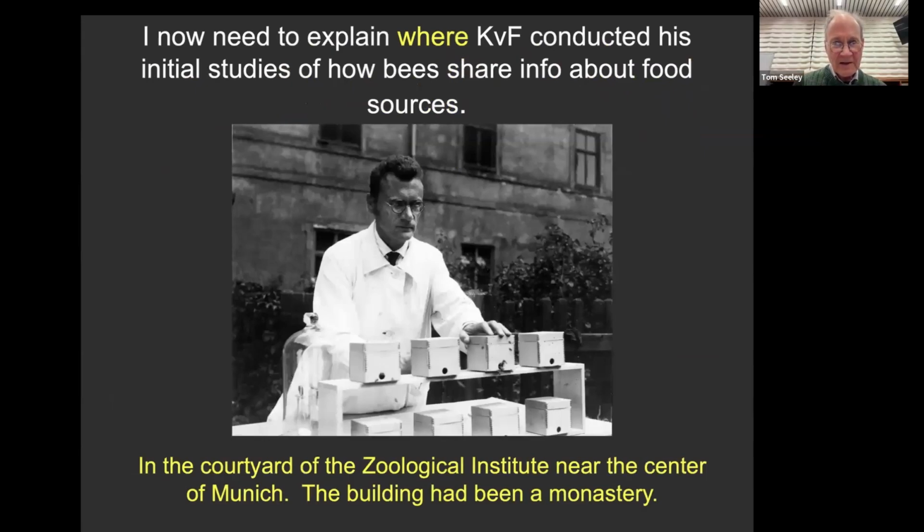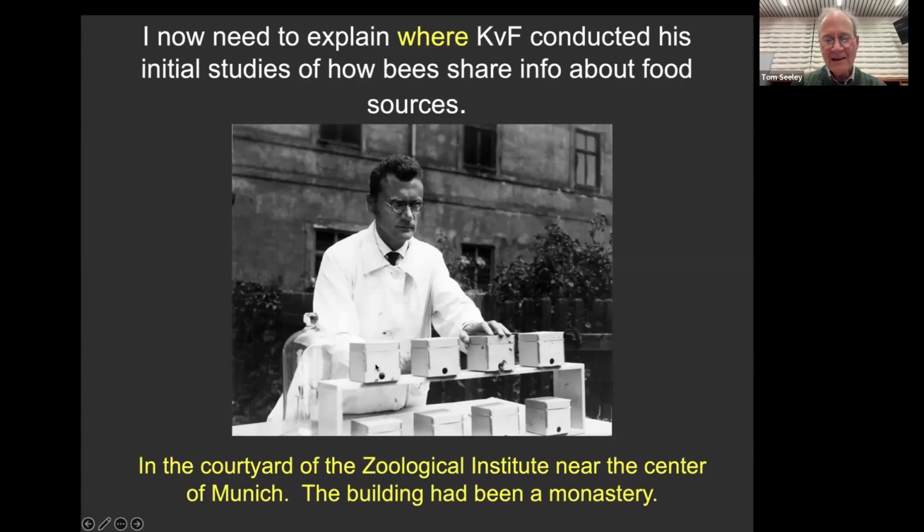Now I need to explain where Karl von Frisch conducted his initial studies of how the bees share information about food sources. This is a picture of Karl von Frisch. I went to the Austrian archives in a museum there, and they had just one photo of Karl von Frisch as a young man. A lot of photos when he became famous, but just this one when he was a young professor.